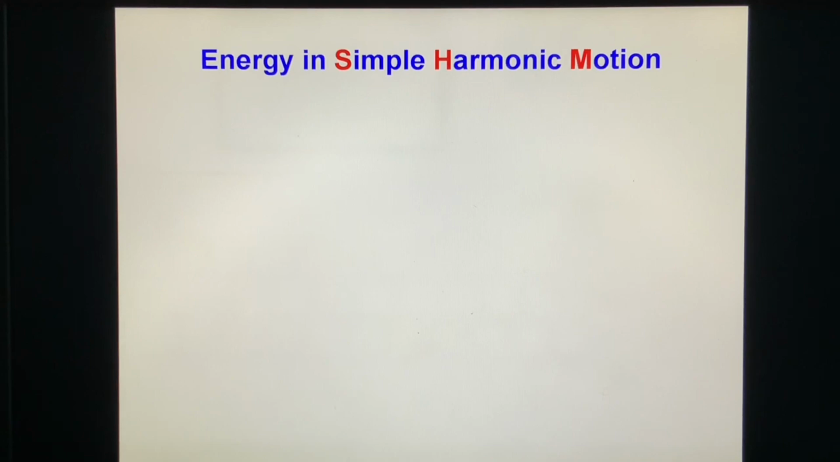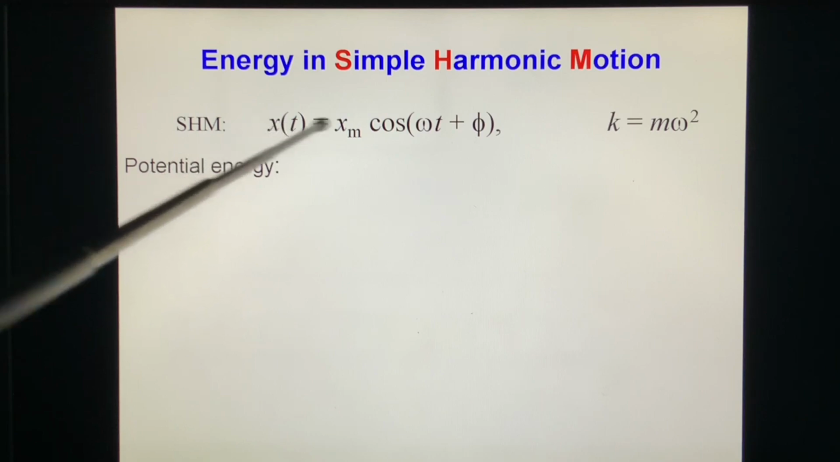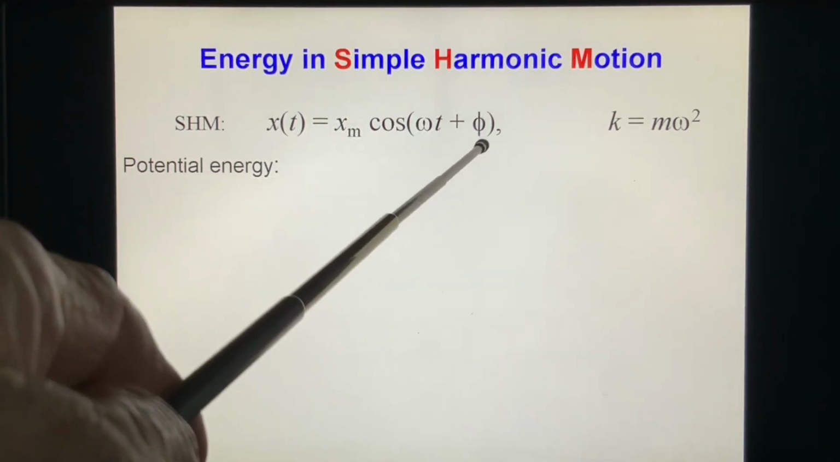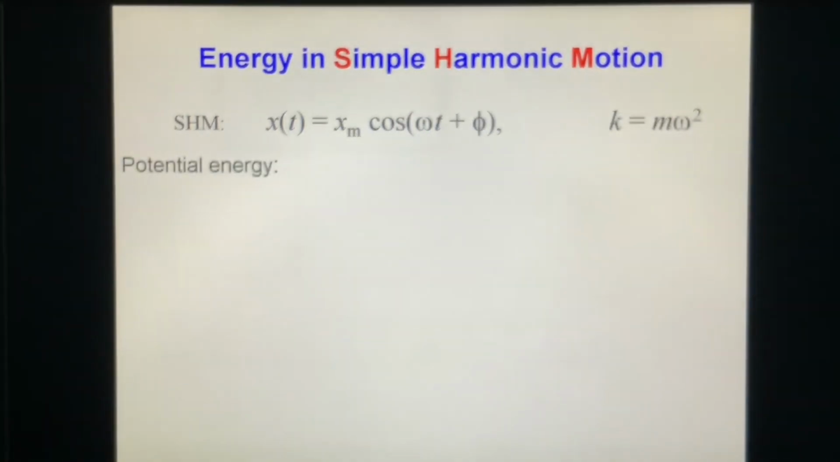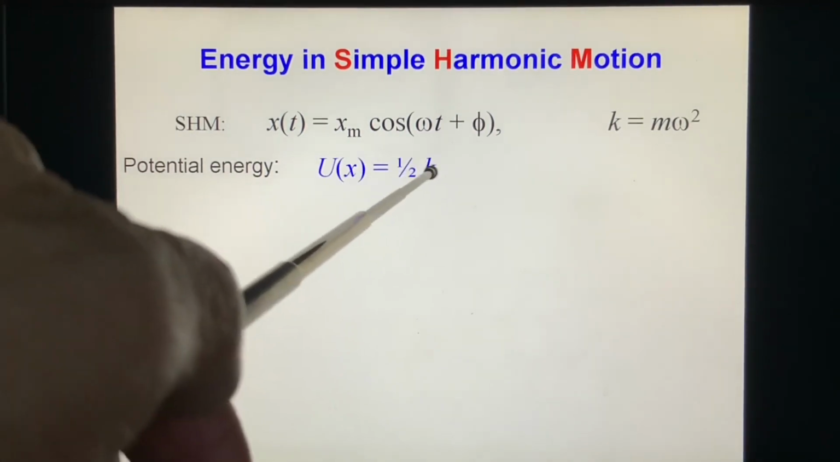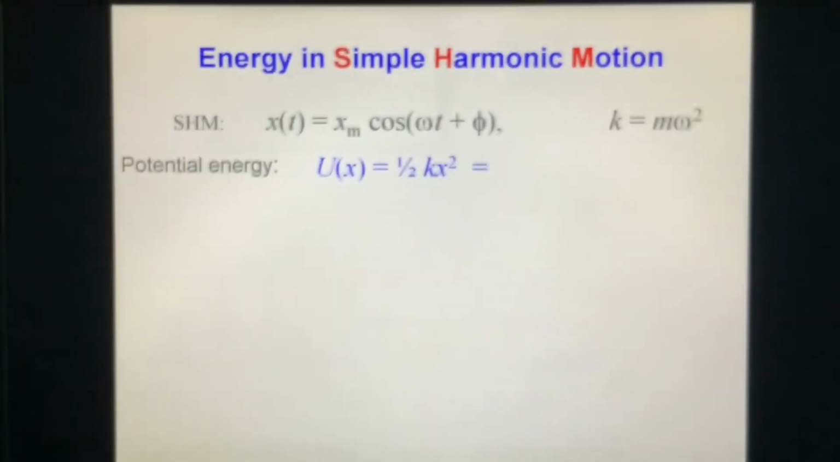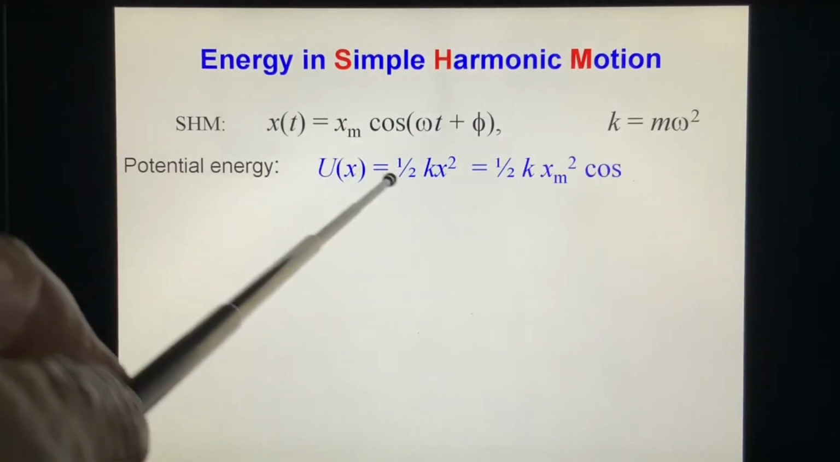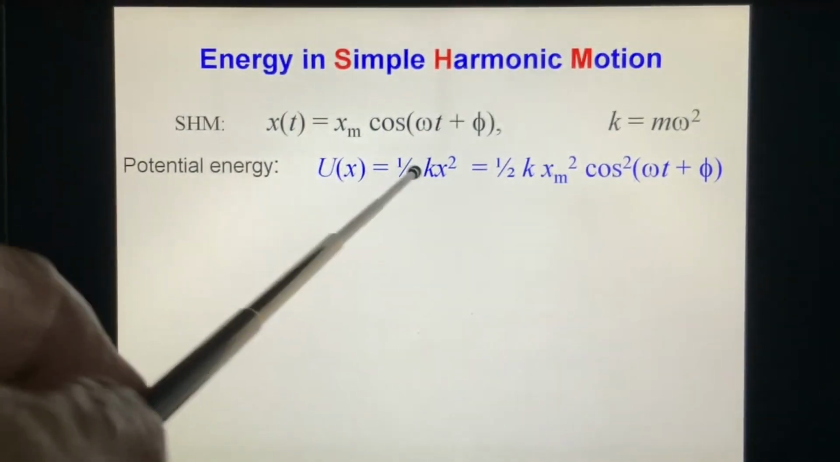Energy in simple harmonic motion. We know x at time t is x_m cosine(omega t plus phi), and we know that k equals m omega squared. So let's see its potential energy. The potential energy of a spring is equal to half k x squared, and we put in x squared. This gives x_m squared cosine squared, and we put in the k.